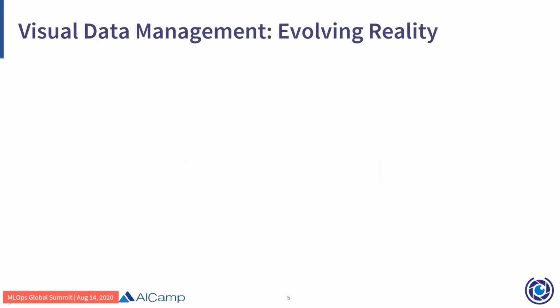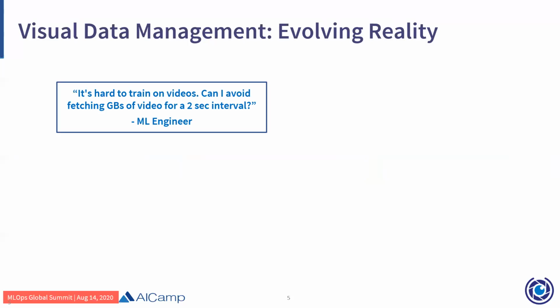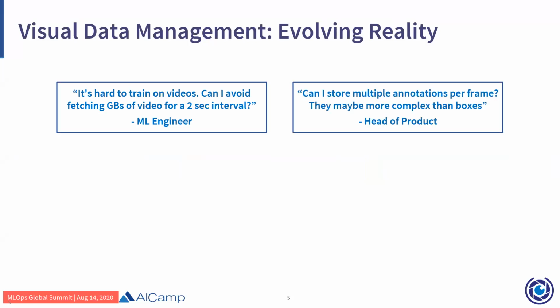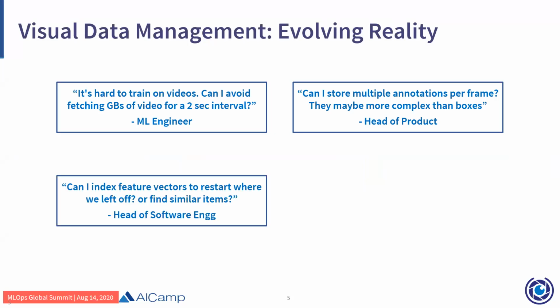While all those challenges that people have been tackling still remain present and are being actively addressed, in the last two years the conversation has shifted to include data and platform challenges. Now we hear comments and questions like, it's really hard to train on videos. Can I avoid fetching gigabytes of videos because I just really care about that two-minute clip in it? Can I store multiple annotations or regions of interest per frame? They may be of different shape, not just rectangles.